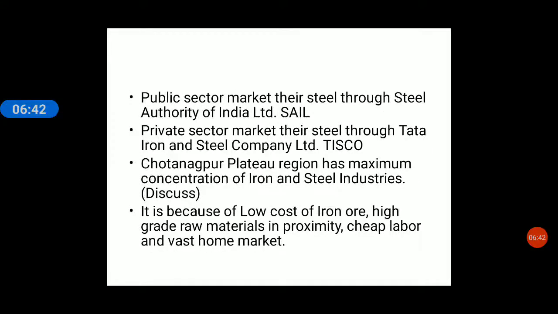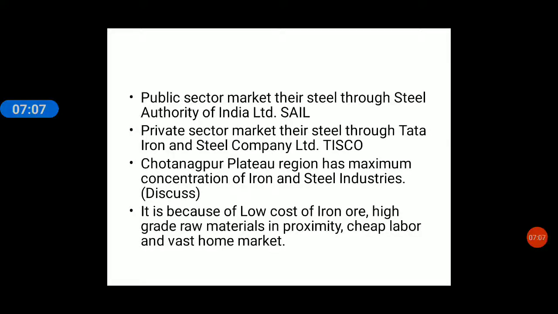Okay, so the public sector means run and controlled by government. So the public sector markets their steel through the Steel Authority of India Limited, SAIL. But the private sector markets their steel through TISCO, that is Tata Iron and Steel Company Limited. All right, I hope you are clear. Please revise this for 1 mark answer.